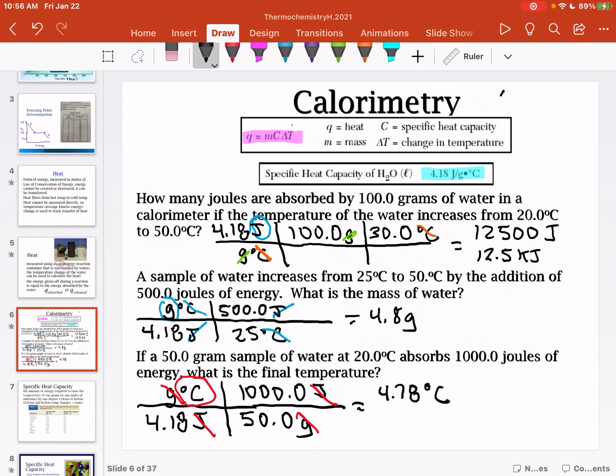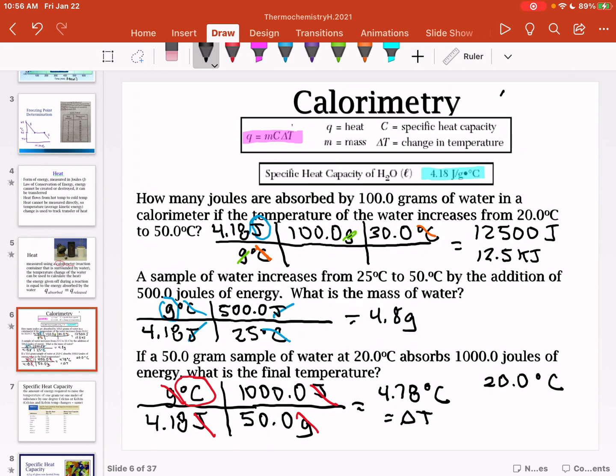So the question is, am I done with this problem? And the answer is certainly not. What I just calculated here at 4.78 degrees Celsius is a change in temperature, not an absolute temperature. So you can see that we started off at 20 degrees. And of course, what's going to happen? I'm going to go up from 20 or down from 20 by 4.78 degrees.